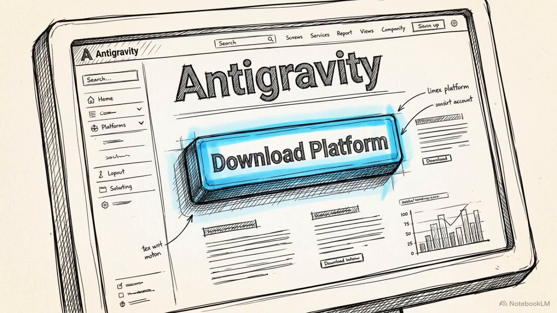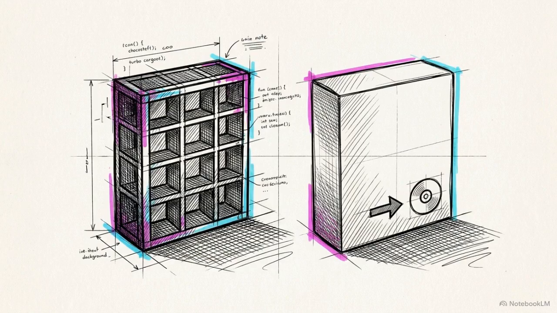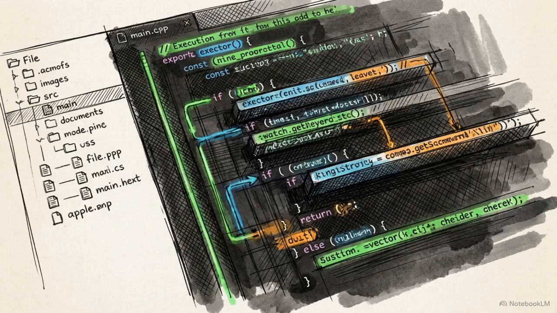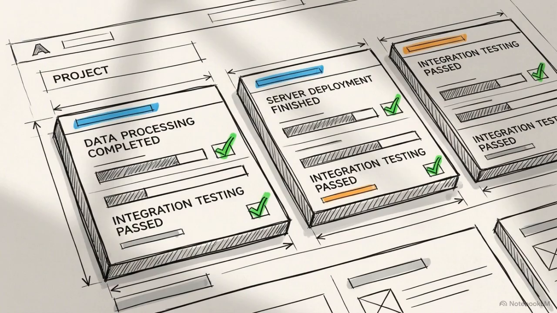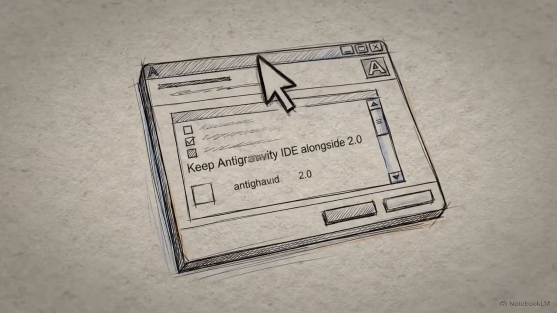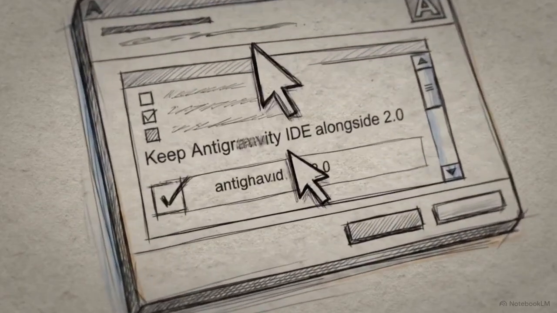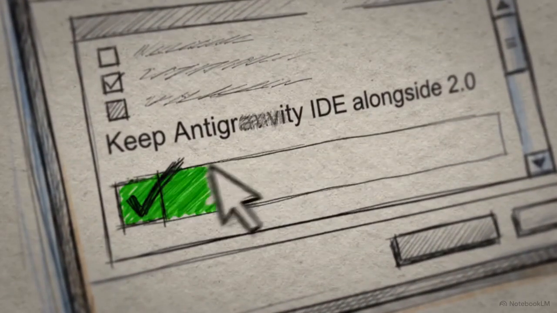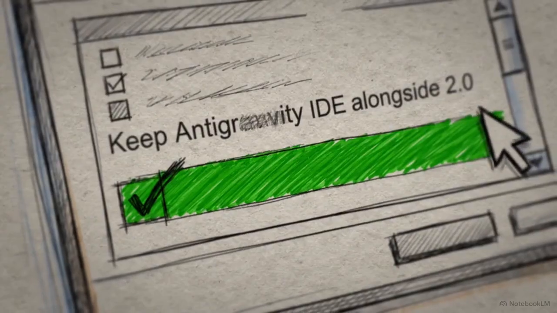First, head over to the official Antigravity download portal. You will need to download both the Antigravity IDE and the Antigravity 2.0 desktop application. These two apps serve completely different purposes. The IDE is your execution space for typing and editing files, while the 2.0 app is your overarching project architect for delegating massive tasks. During installation, pay close attention to the setup prompts. You must explicitly select Keep Antigravity IDE alongside 2.0 to protect your coding configurations.